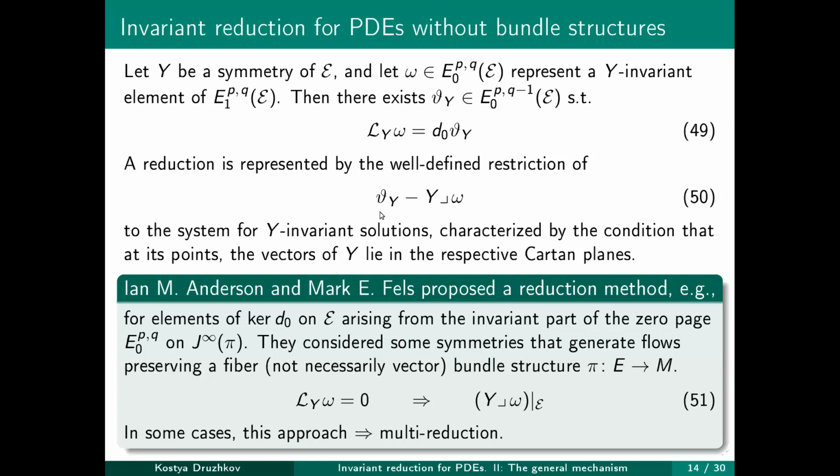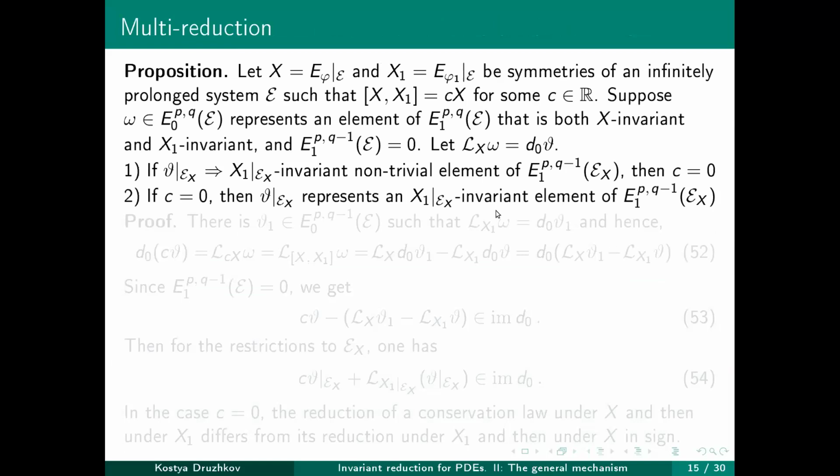This means that we can only try to use solvable algebras, and we can consider multi-reduction in terms of step-by-step multi-reduction. But the situation becomes even worse with the multi-reduction in our mechanism, unfortunately. Namely, we have the following horrible situation. Let x and x1 be symmetries of an infinite parallel system epsilon, such that their commutator is proportional to x for some constant c, some real number. So it's a two-dimensional solvable algebra, of course.